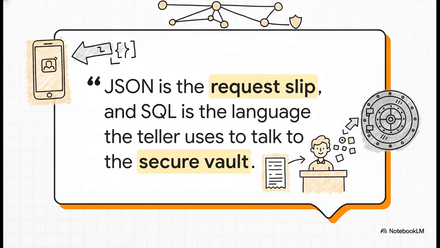Here's a great way to picture it. Think of a bank teller. The JSON is the little request slip you fill out and hand over the counter. I'd like to deposit this, or please show me my balance. Your Flask server is the teller. It takes your JSON slip, reads it, and then turns around and uses a totally different language, SQL, to talk to the secure vault in the back, which is your database. The JSON is the request, the SQL is the action.